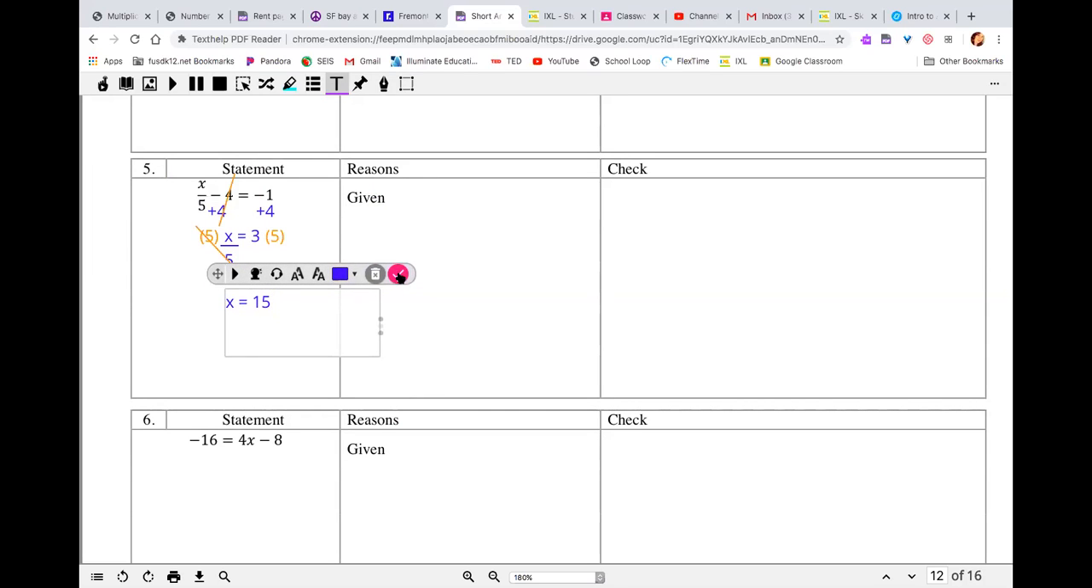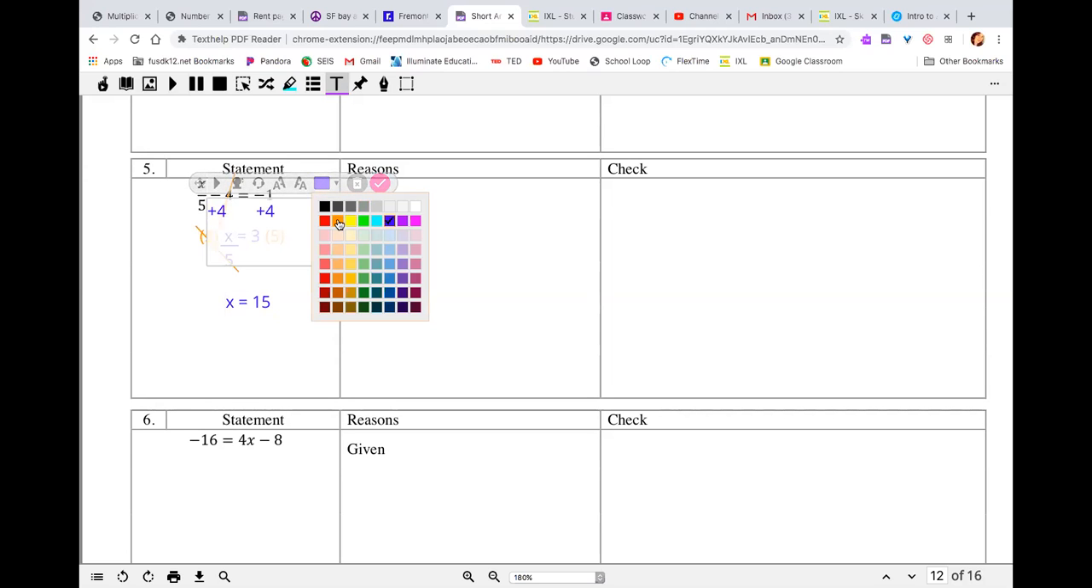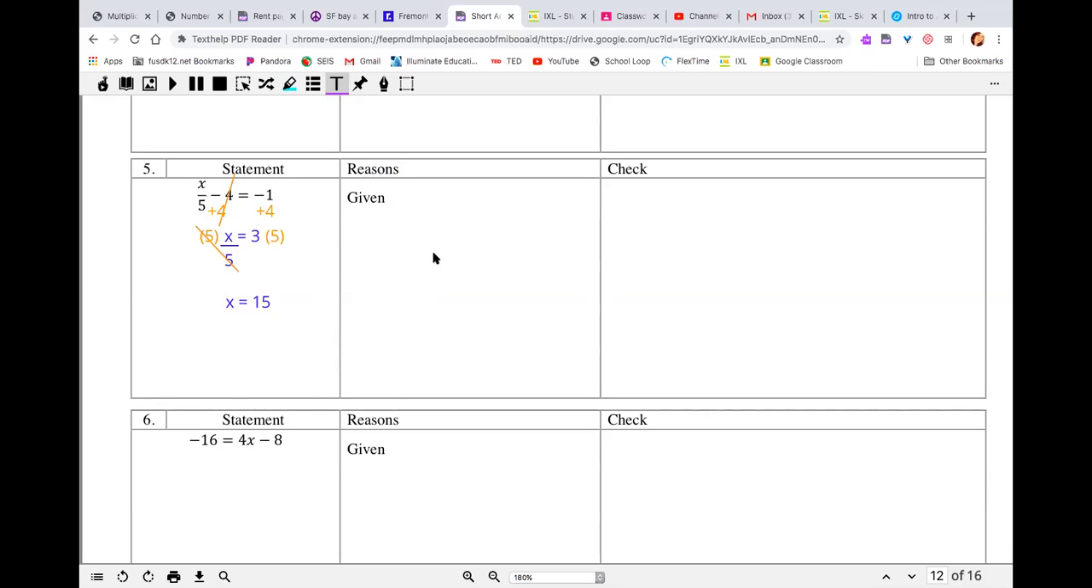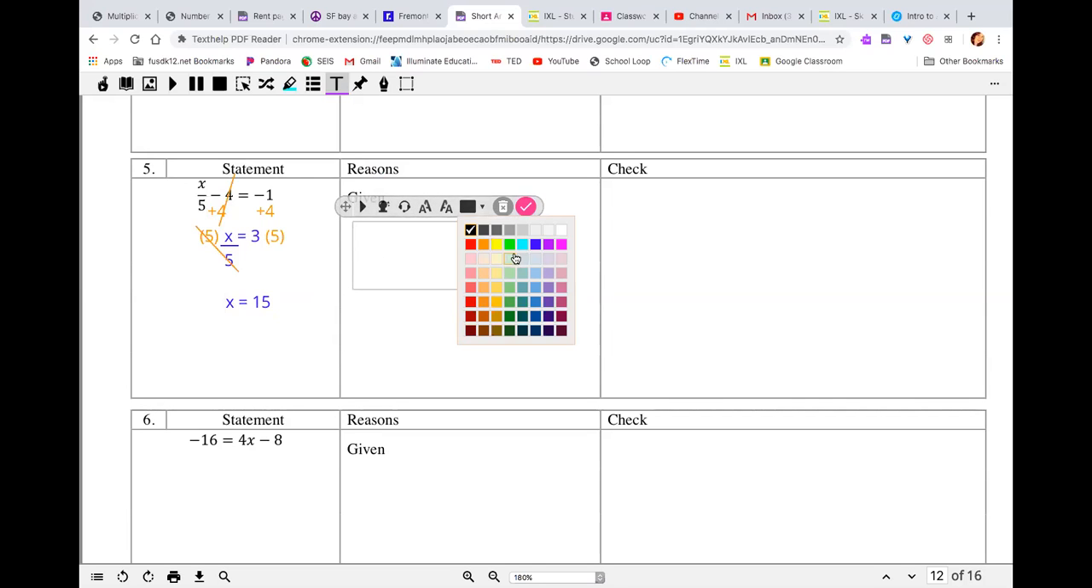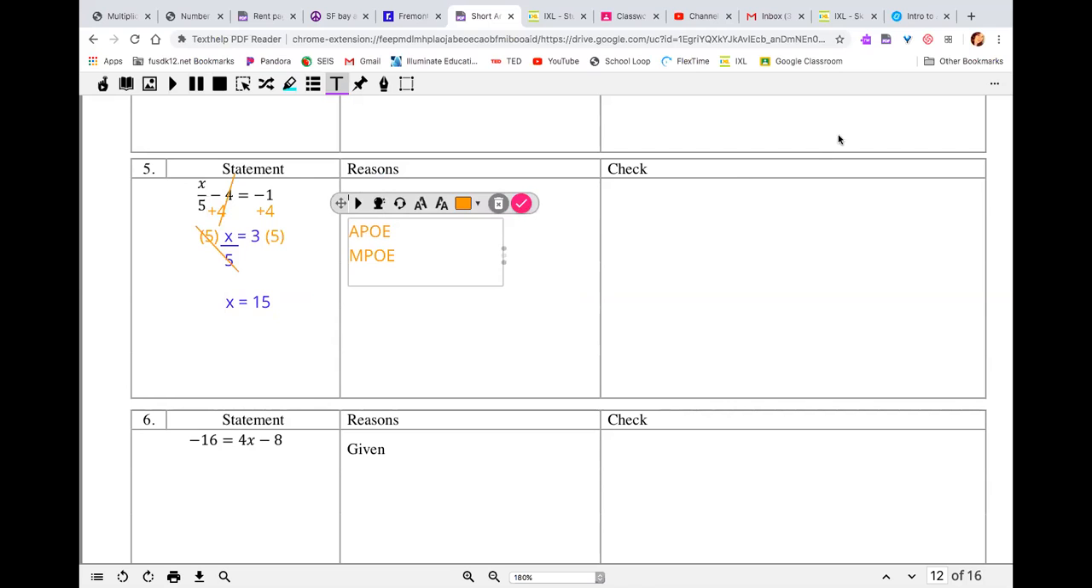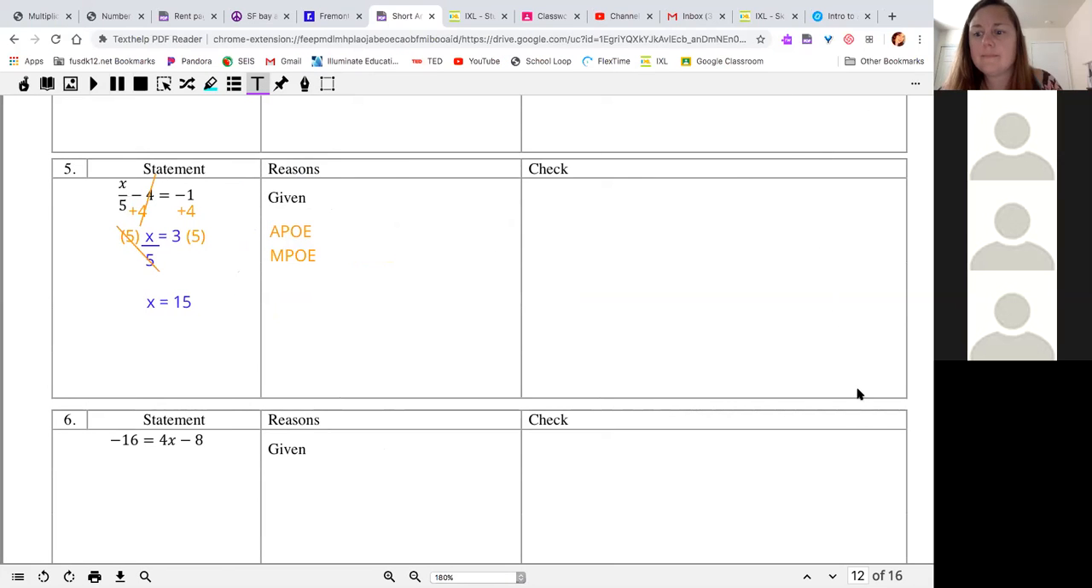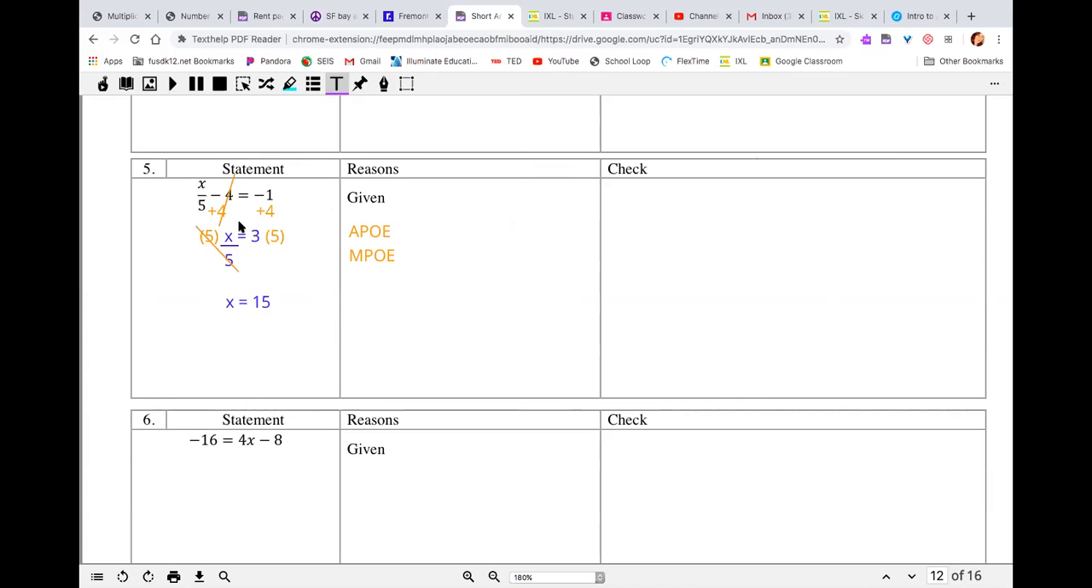Good. And what do I write for my steps? I should probably change those again. APOE and MPOE. All right. So if you notice, I tried writing it in the same color for people who need some extra visuals. So +4 APOE and then the ×5 right here, MPOE. Okay.